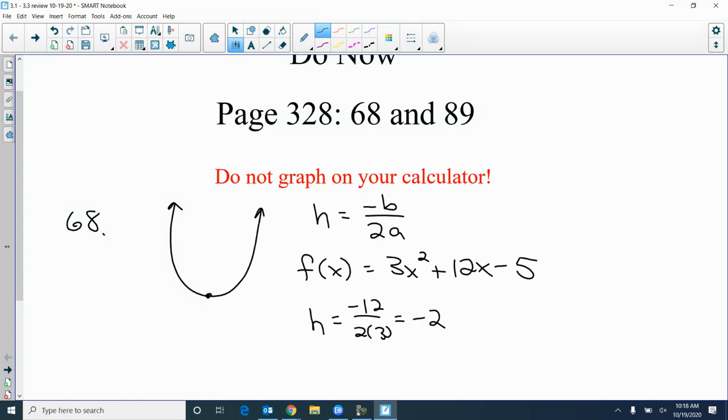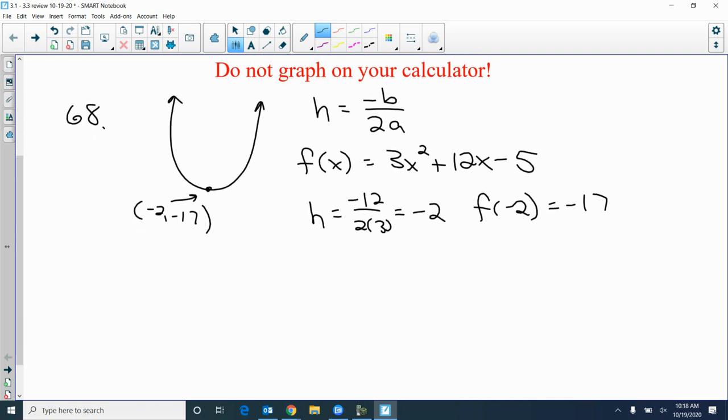You have to take the -2 and plug it into the function. Okay, so we have to find f of -2. And when you find that, you said that was -17, correct? Yes. All right, so this is the point, -2, -17.